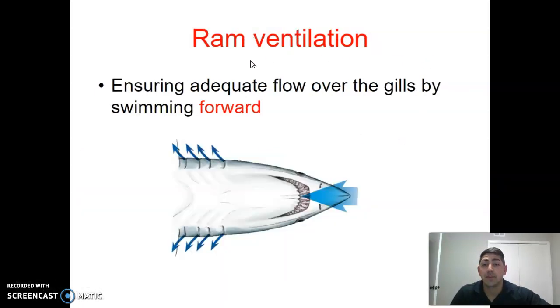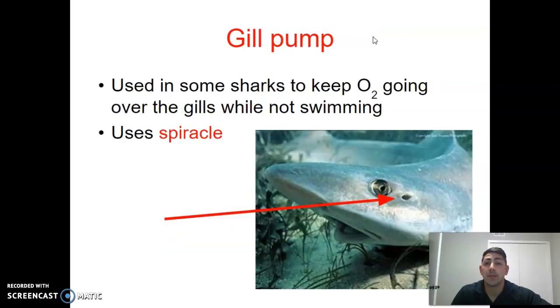Ram ventilation. This is ensuring that adequate flow goes over the gills by swimming forward. So for oxygen to exchange in the gills, they have to keep moving forward. Gill pump. Gill pump is used in some sharks to keep oxygen going over the gills while not swimming. And this uses a spiracle. So the spiracle opening is where water goes in, and then the gill pump pushes that water over the gills so that way the oxygen is exchanged.